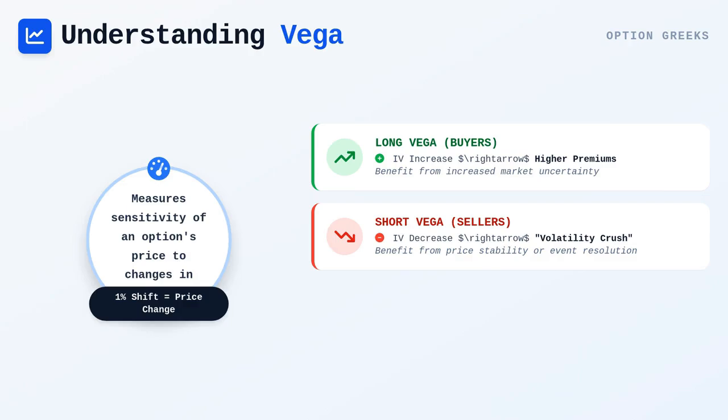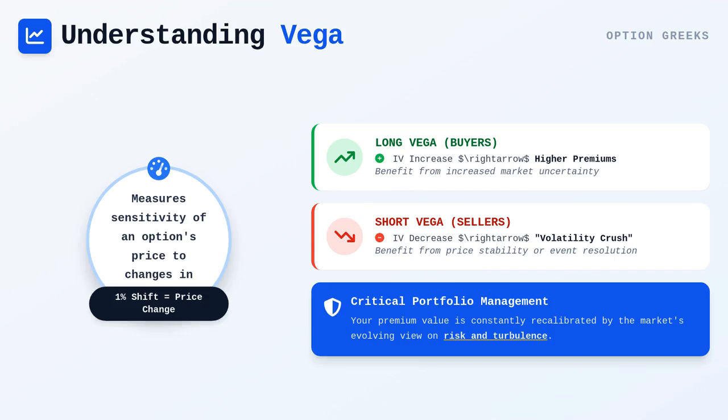Conversely, sellers of options generally have a short Vega exposure, meaning they benefit when volatility remains stable or declines, often referred to as a volatility crush, following a major market event. Understanding your aggregate Vega exposure is critical because it forces you to reconcile your portfolio with the market's current expectation of future price swings. You cannot effectively manage a trading book without recognizing that your premium value is constantly being recalibrated by the market's evolving view on risk and turbulence.